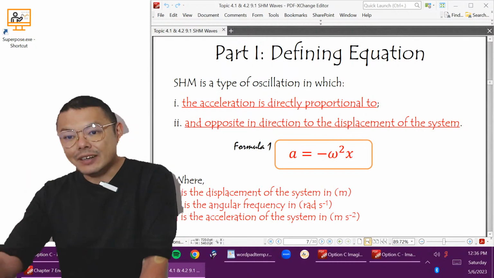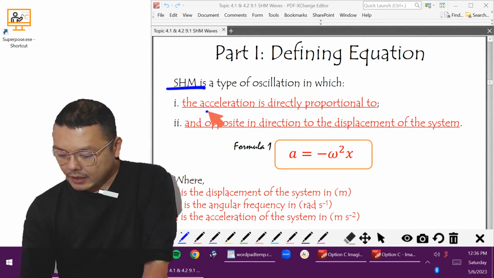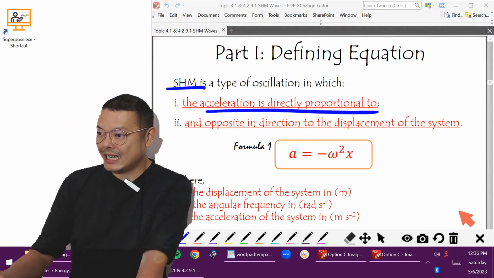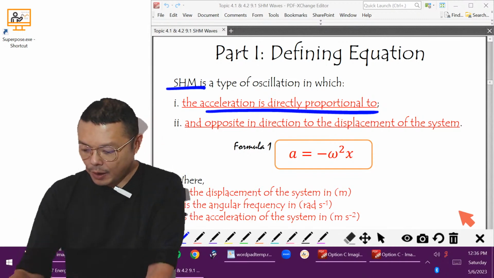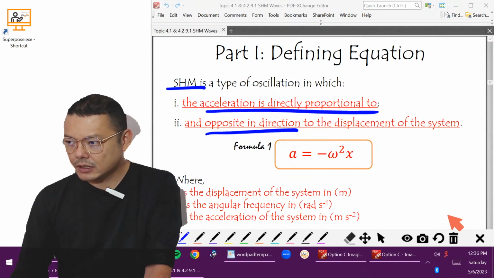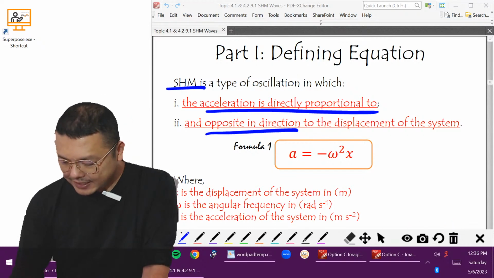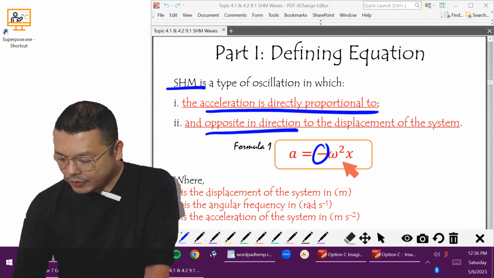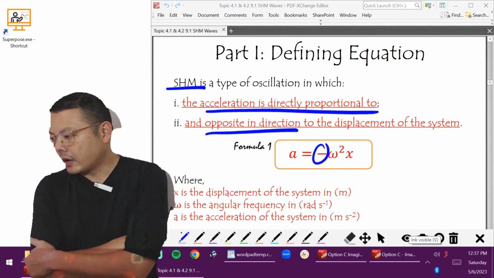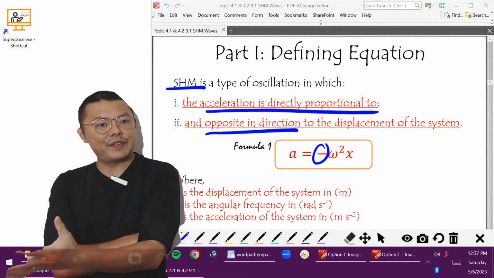So what's the other definition of SHM? Firstly, it must be directly proportional to the displacement. Secondly, it must be in the opposite direction. How do you know it's opposite in direction? What's the thing in the equation that tells you? Yeah, the negative sign. The negative sign is the reason why we know it's opposite in direction. It has to be opposite in direction. You okay with this? So that's the significance of this equation.